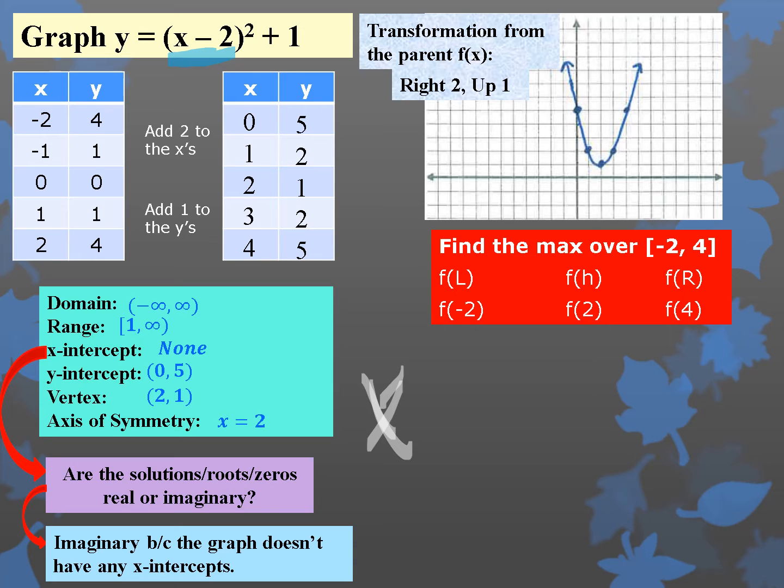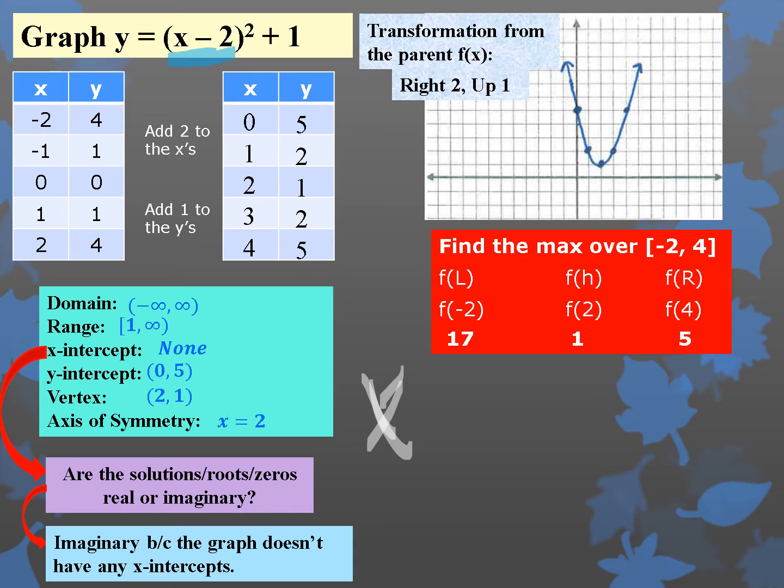So what I do is I plug -2 into the equation. -2 minus 2 is -4. -4 squared is 16. 16 plus 1, that's 17. I then plug 2 in. 2 minus 2 is 0. 0 squared is 0. 0 plus 1 is 1. I then sub in the value 4 for x. 4 minus 2 is 2. 2 squared is 4. 4 plus 1 is 5.